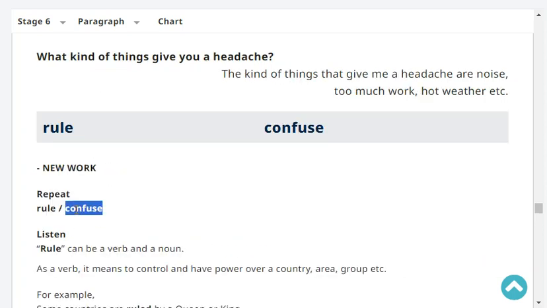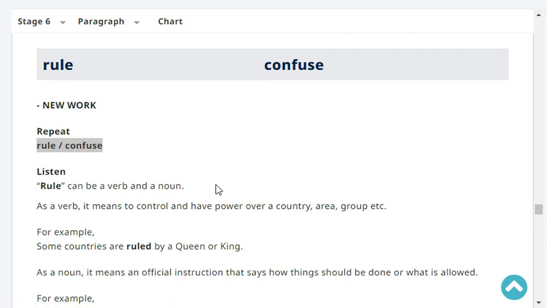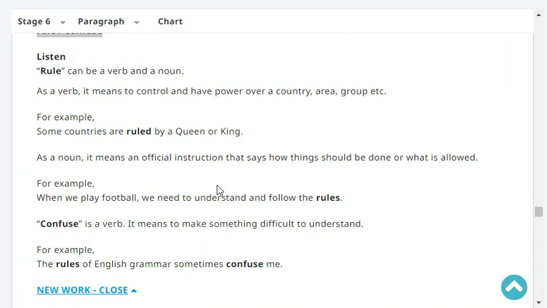Next, repeat. Rule. Confuse. Very good. Okay, listen. The word rule can be a verb or a noun. As a verb, it means to control and have power over a country, area, group, etc. For example, some countries are ruled by a king or queen. As a noun, it means an official instruction that says how things should be done or what is allowed. For example, when we play football, we need to understand and follow the rules of the game.